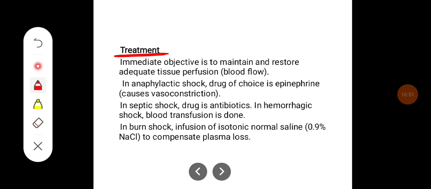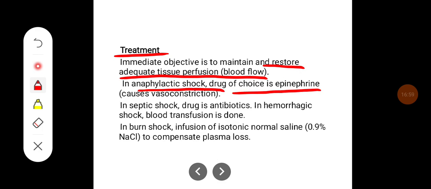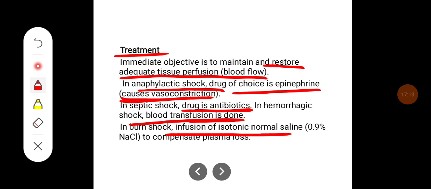Coming to treatment, the immediate objective is to maintain and restore adequate tissue perfusion, that is, blood flow. In anaphylactic shock, the drug of choice is epinephrine, which causes vasoconstriction. In septic shock, the drug is an antibiotic. In hemorrhagic shock, blood transfusion is the mainstay of treatment. In burn shock, an isotonic solution, that is normal saline, is infused to compensate for the plasma loss.